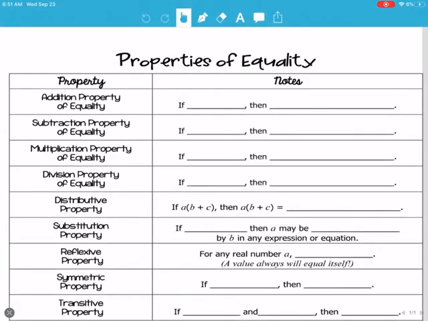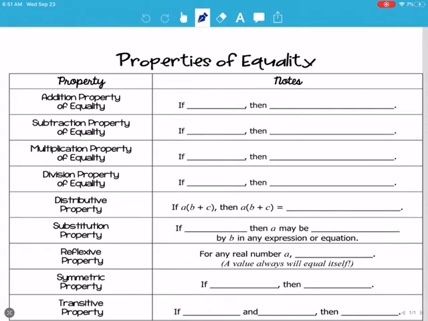Okay guys, today we are starting a new chapter. We are going to start doing proofs, but in order to do proofs we need to know some stuff first. Properties of equality are a big thing we use in proofs, so we need to make sure we know all of them. The first property of equality is the addition property of equality.